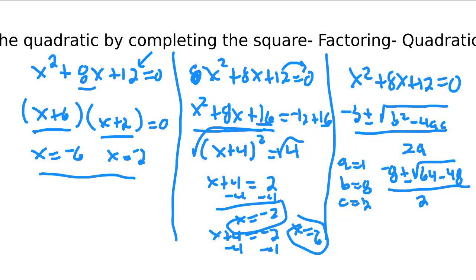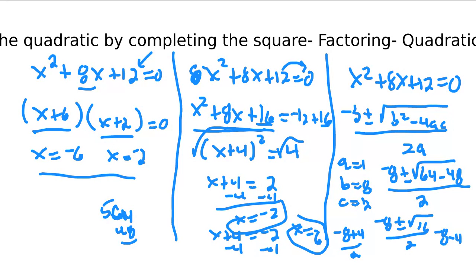64 minus 48 gives us, what is that going to be, 16? So now I have negative 8 plus or minus the square root of 16 over 2. Well, the square root of 16 is 4, so I have negative 8 plus 4 over 2, or negative 8 minus 4 over 2. Well, negative 8 plus 4 is negative 4, divided by 2 is negative 2. That's one solution. Negative 8 minus 4 is negative 12, divided by 2 is negative 6. So you'll see that I get the same answer regardless of which way I do the problem.